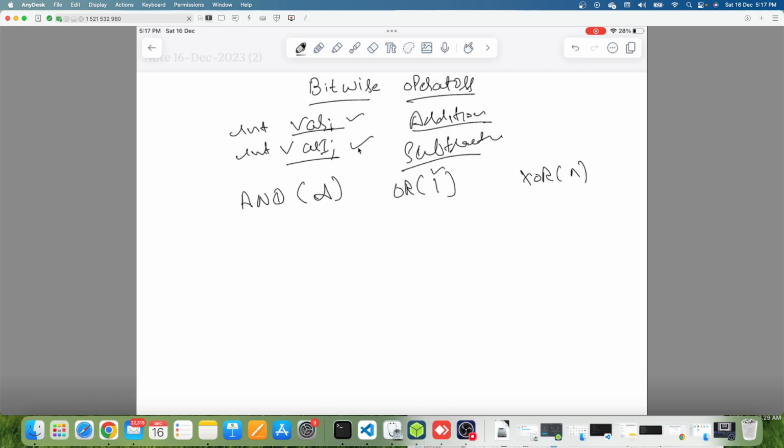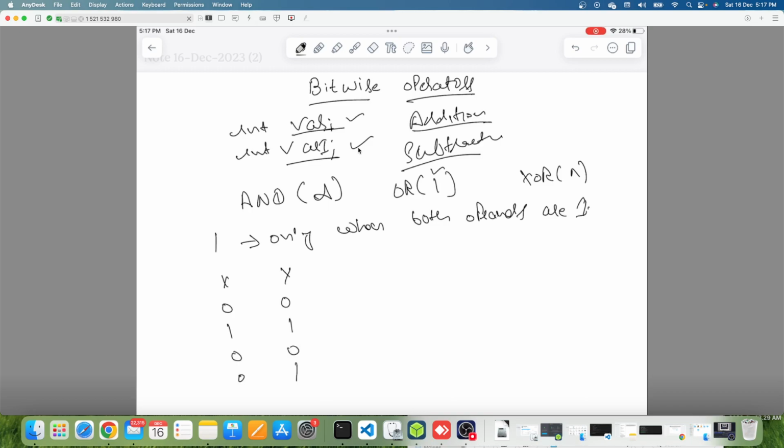The AND operator will give you the output value 1 only when both operands are 1. Okay, so let's understand this with a table. Let's say you have two operands, one operand is x, the other operand is y. Now we will assume the values of both of these operands.